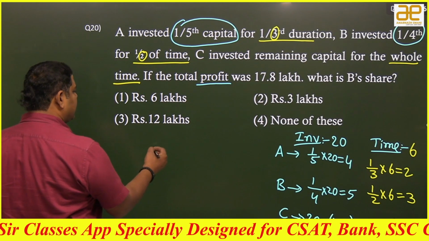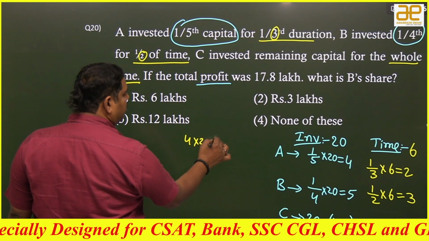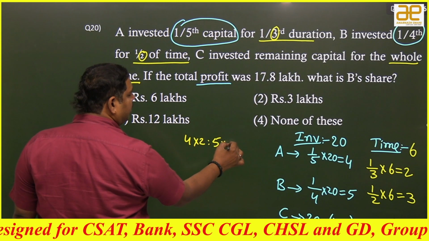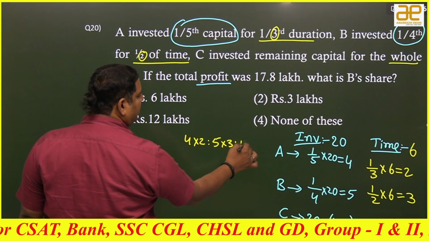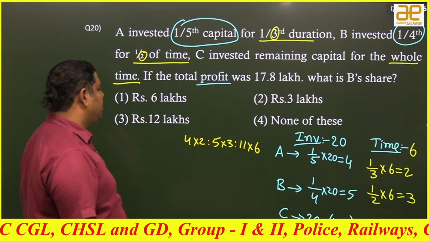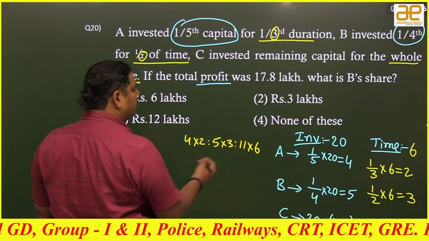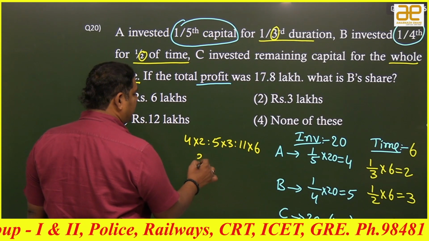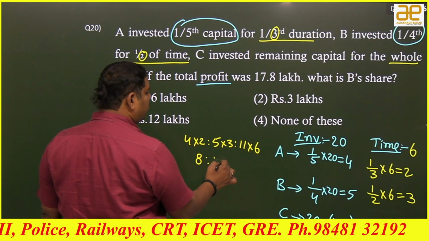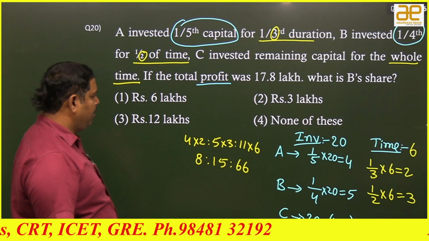So investment of A is 4 into time period 2. B is 5 into time period 3. C is 11 into time period 6. In this ratio they have to distribute, right? Can we cancel with 2? No, nothing is possible. So it will be 8 is to 15 is to 66. In this ratio, they have to distribute the profits.